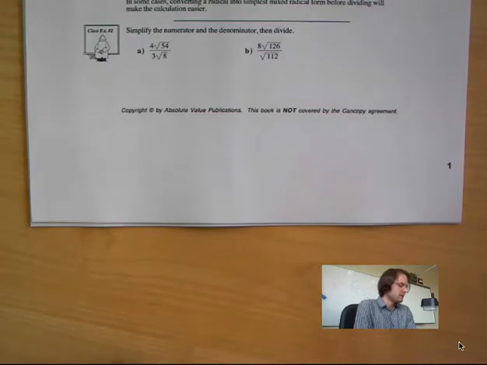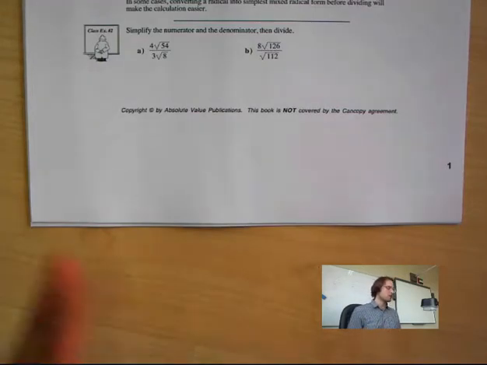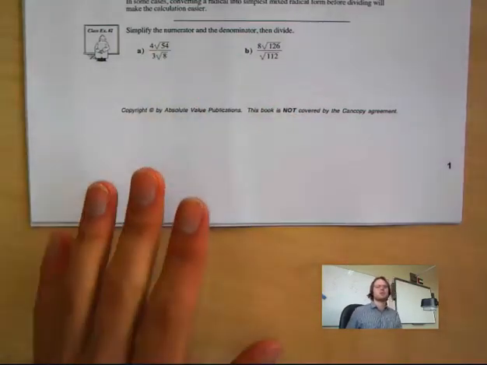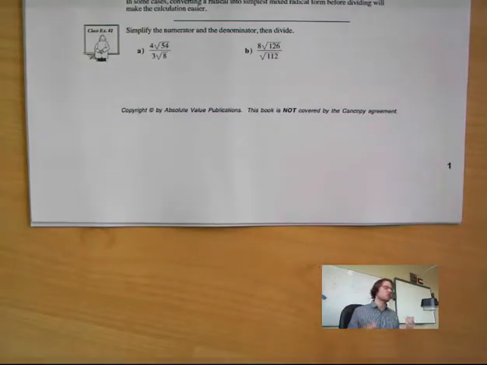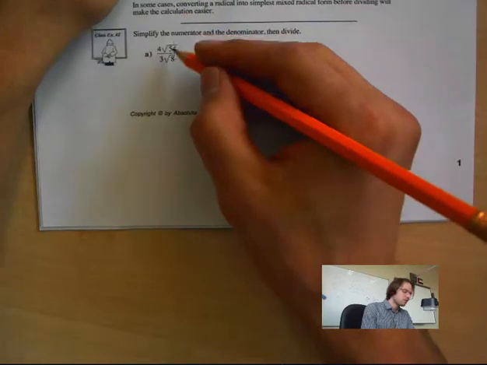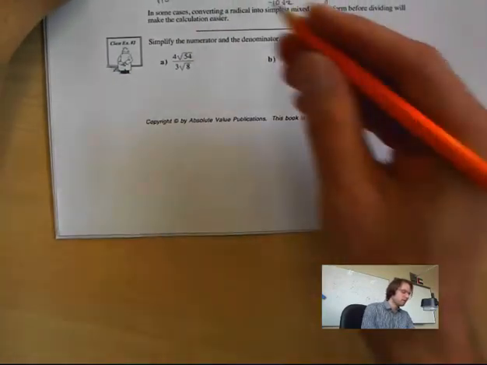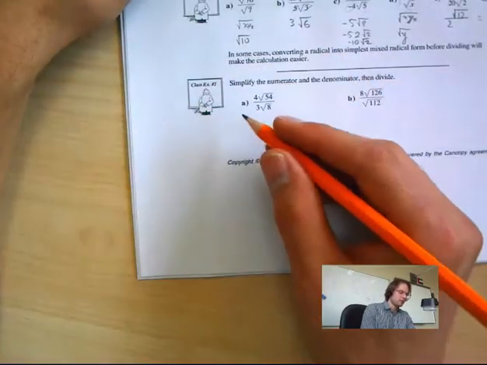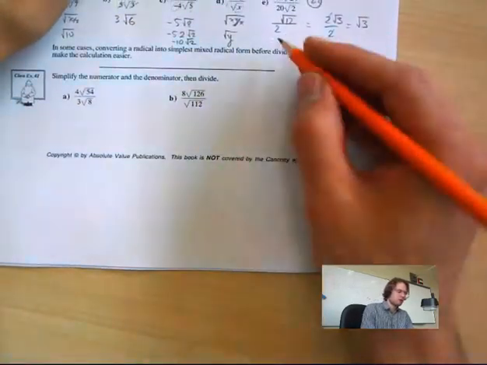Here's the next one. It says, simplify the numerator and the denominator, then divide. So first here we're going to simplify the numerator, simplify the denominator, then divide. Because if I look at these numbers here, these are big numbers. Big numbers sometimes are very tricky to divide. Small numbers, a lot easier. So I'm going to first simplify 54. Okay? Let's take a look at 54 here.